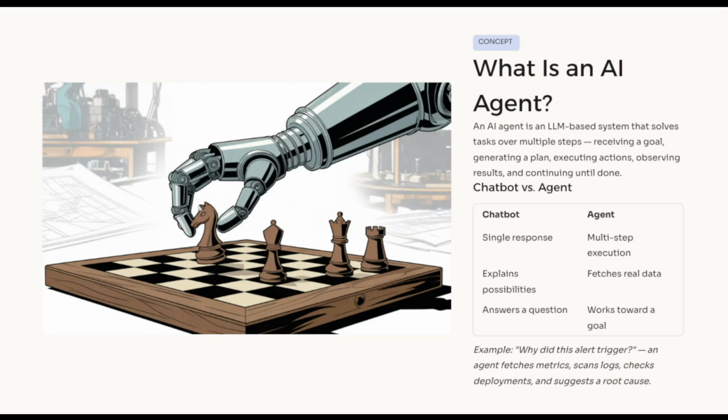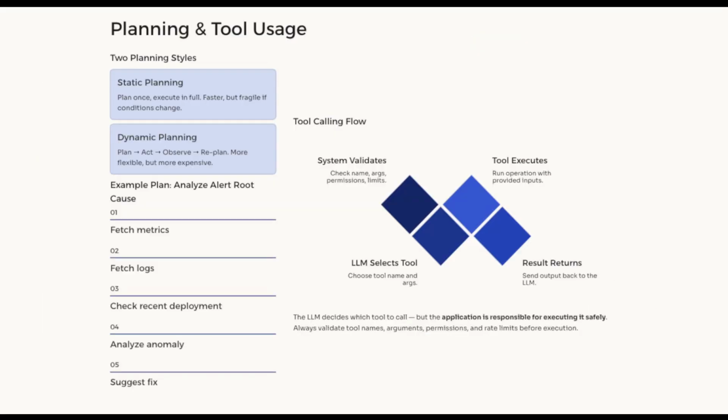The key difference from a chatbot is that an agent is action-oriented. For example, if a user asks, "Why did this alert trigger?" a chatbot may explain possible reasons, but an agent can fetch logs, query metrics, check recent deployments, analyze anomalies, and suggest a likely root cause. So the key idea is this: a chatbot answers. An agent works toward a goal.